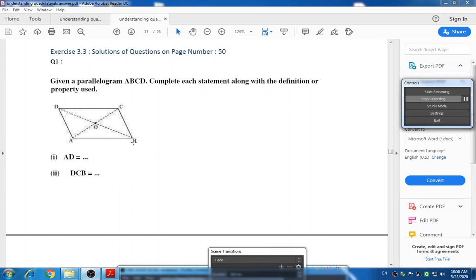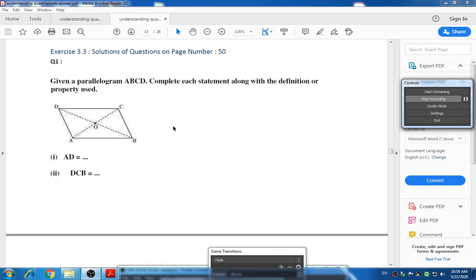ABCD is a parallelogram. So what are the properties of a parallelogram? The first one is opposite sides are equal in length. Second, opposite angles are equal in measure. Third, adjacent angles are supplementary. Fourth, diagonals are not equal in measure. And fifth, diagonals bisect each other.